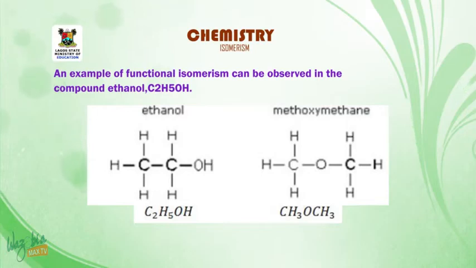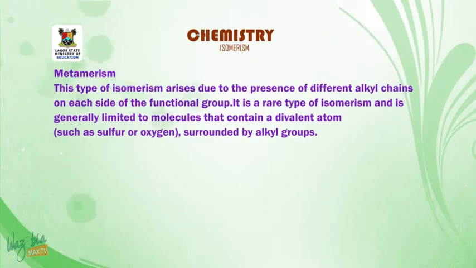CH3OCH3. So that is our functional group isomerism. Now we move on to metamerism. This is a type of isomerism arising due to the presence of different alkyl chains on each side of the functional group. It is a rare type of isomerism and is generally limited to molecules that contain a divalent atom such as sulfur or oxygen surrounded by alkyl groups.